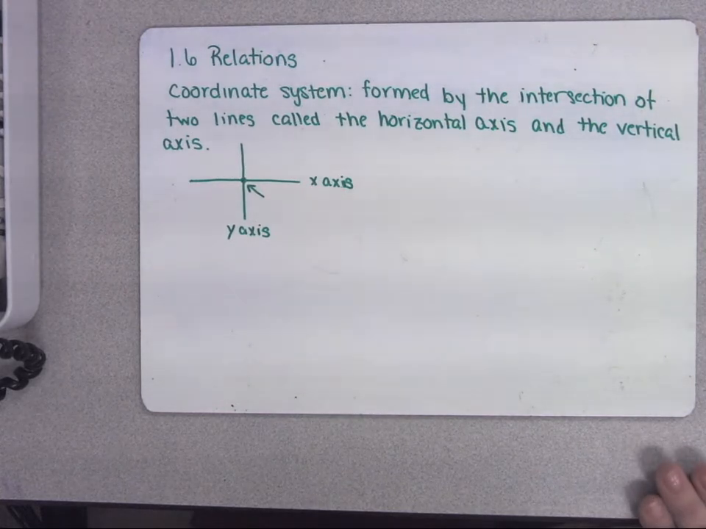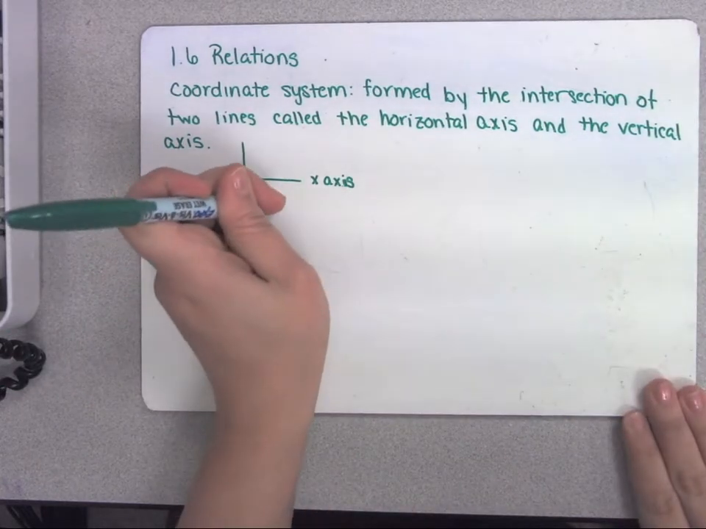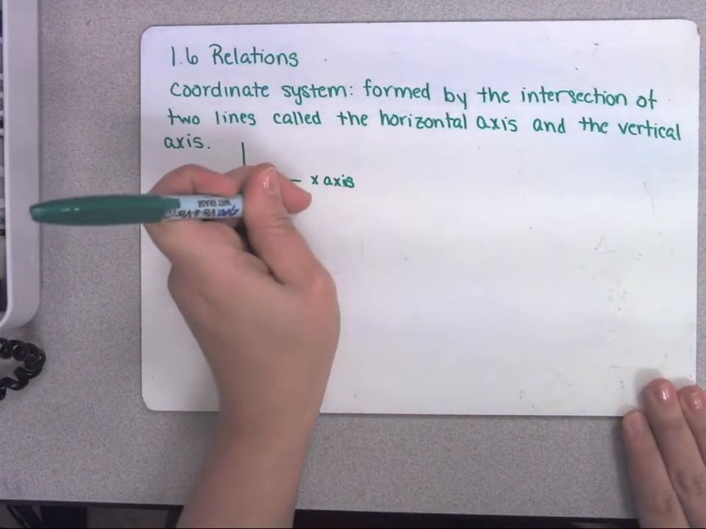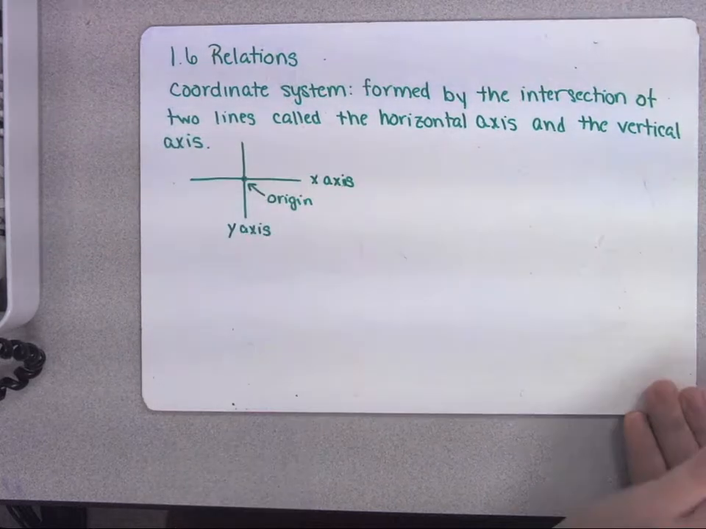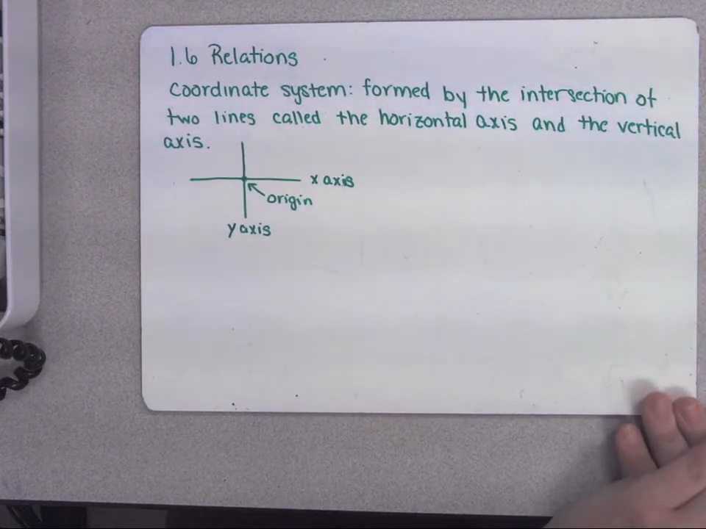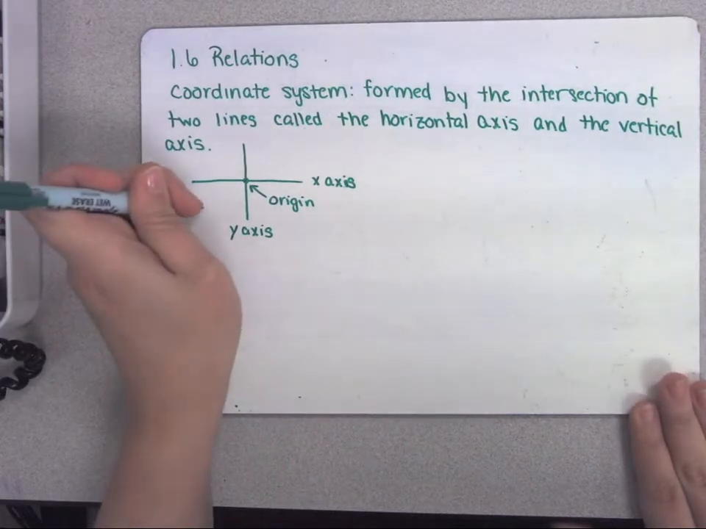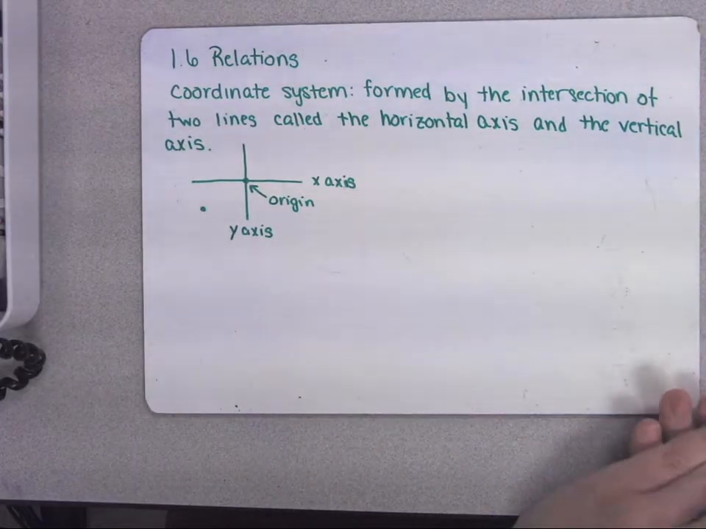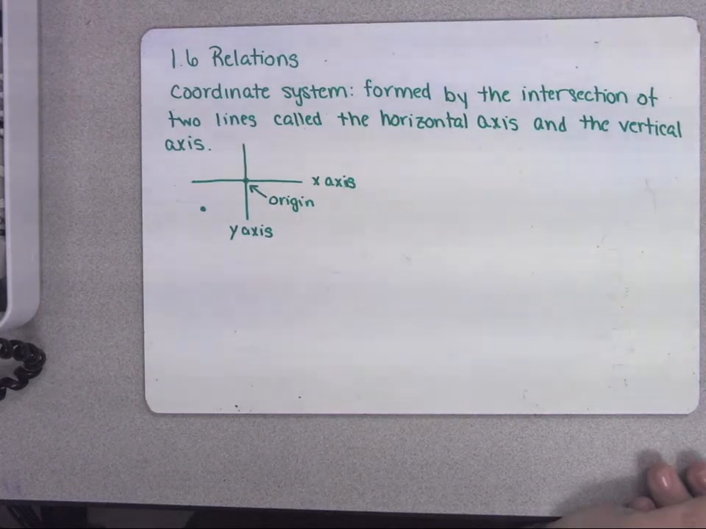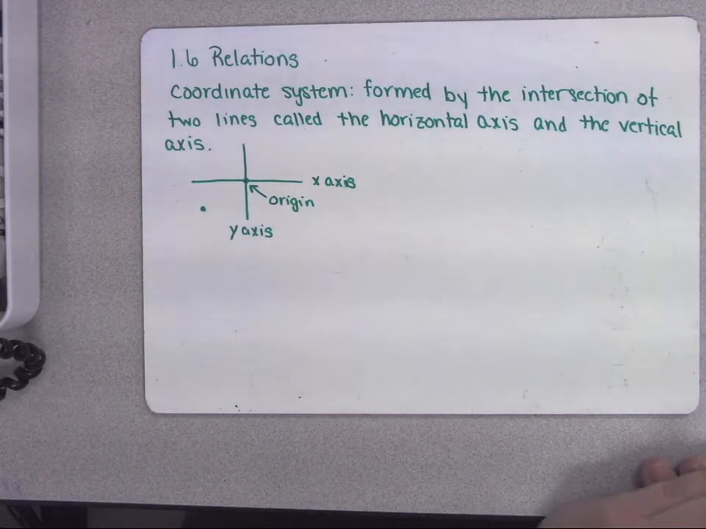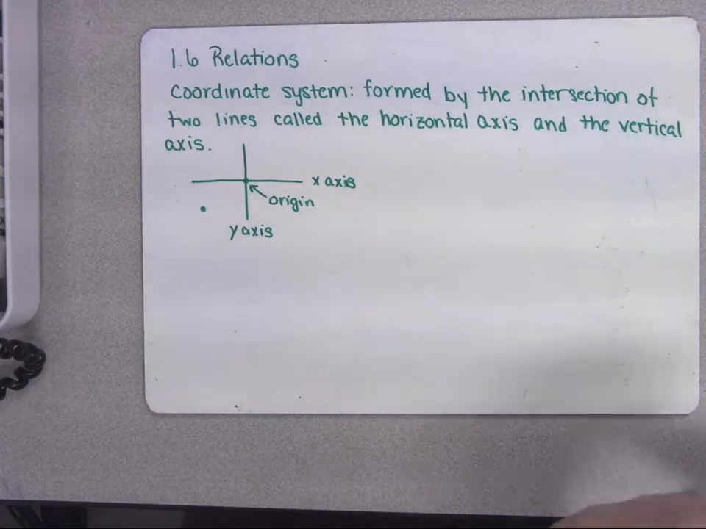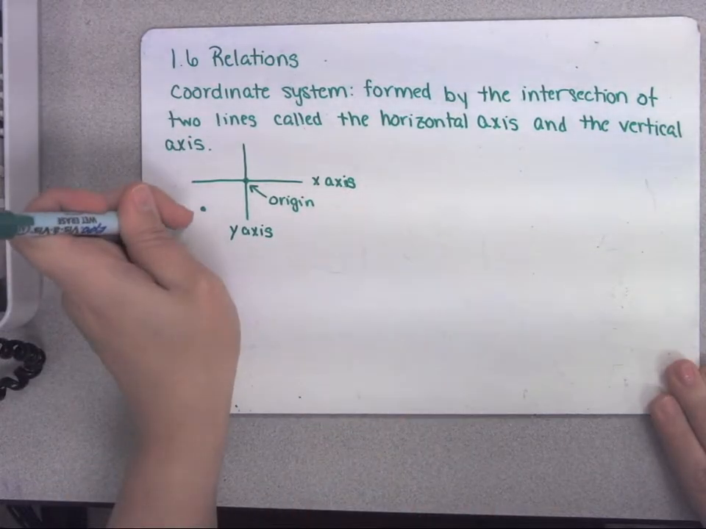Does anyone remember what that point is called? It starts with an O. Origin is the correct name. I'm just labeling it origin. Okay. If I put a dot just randomly right here, what do we call something on a graph that's called a dot? We don't call it a dot, though. We call it something else. A point. Yep. That's just a point.